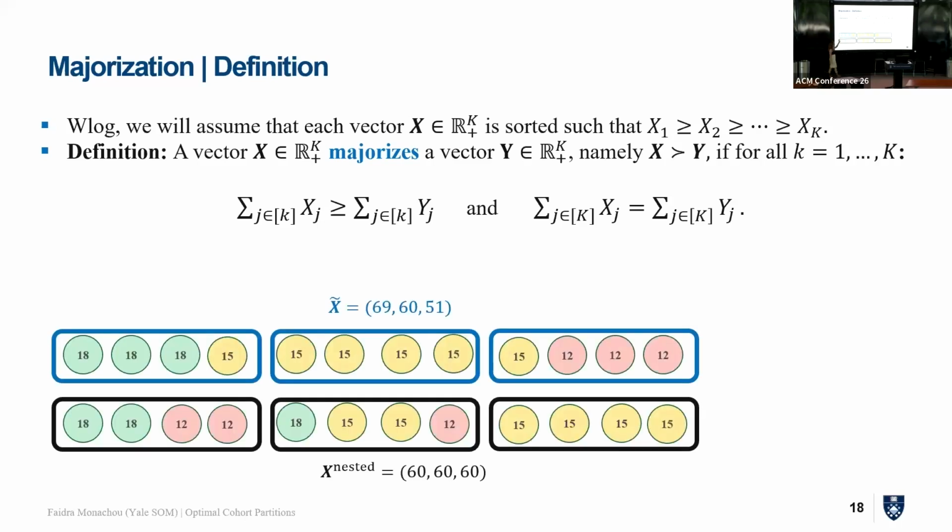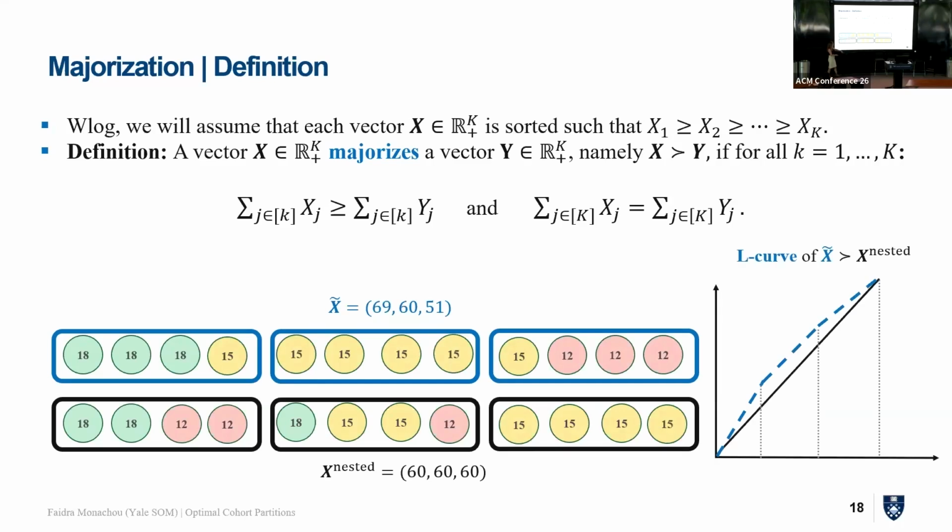Let's say I have this sorted partition, so the top students are in the top class, the second students are in the second class and so on. And I also have another partition, a nested partition, which is on average uniform. You see there are different students in the classes, but on average it looks the same. Then this assorted partition X still majorizes the nested one. And we can see this graphically because this nested partition is on the diagonal, uniform, but the L curve of the assorted partition is above that, so it's more uneven compared to the nested partition.